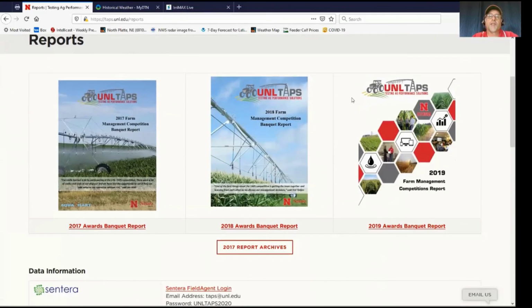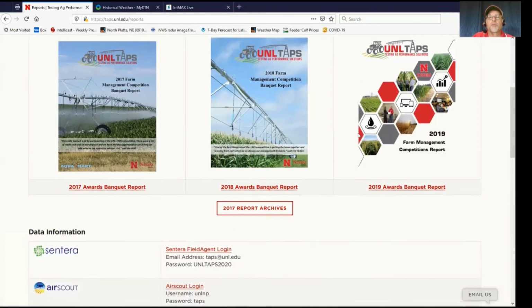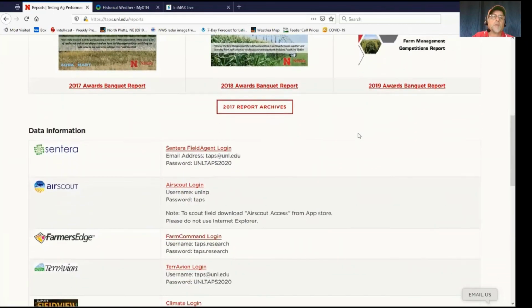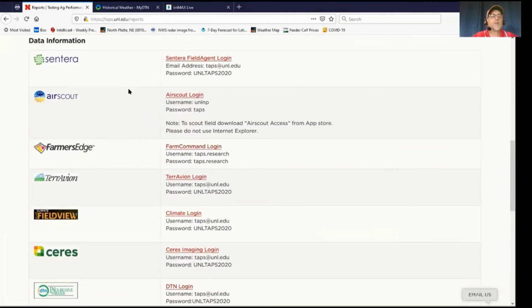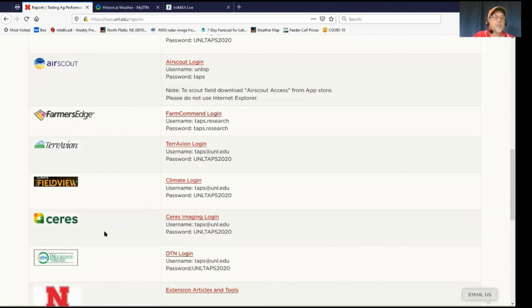first of all, you'll see the last 3 reports are banquet reports, which show what participants have done the last 3 years in all of our competitions and how those decisions have really impacted their profitability and efficiency in terms of production. So it's interesting to take a look at those and see what decisions paid off last year or the last several years. The other thing is we've got all these different data sources available: Centera, AirScout, Farmer's Edge, TerraAvion, Climate FieldView, Cirrus, and DTN. And login information is there, the username and password.